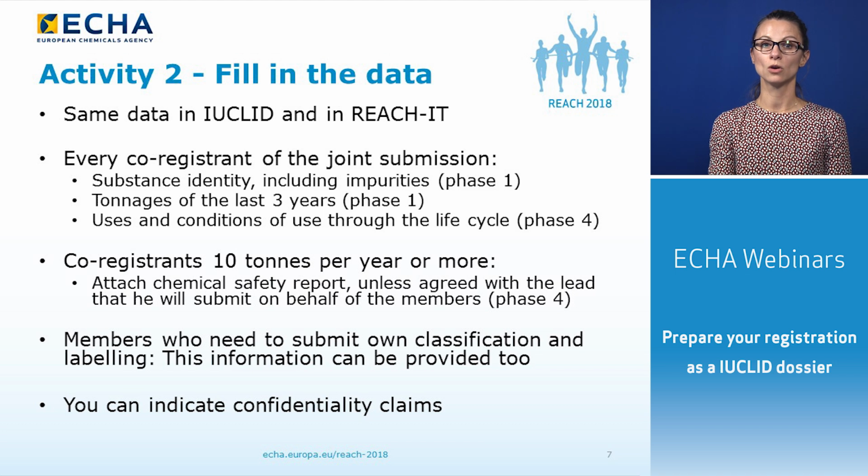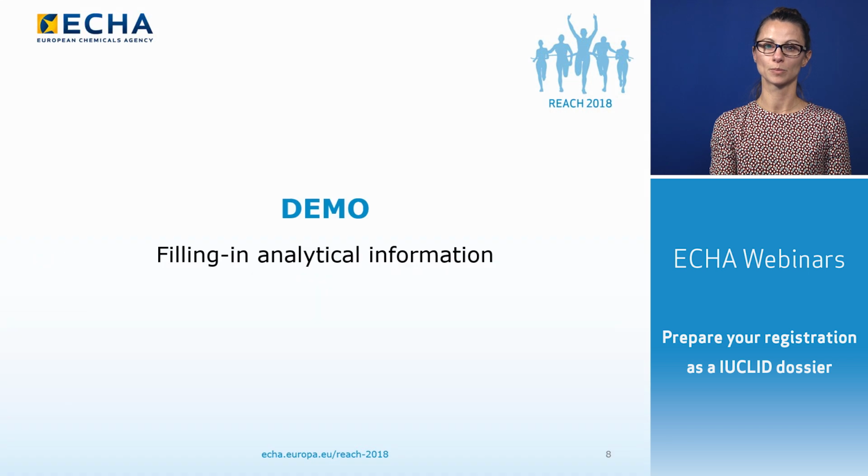You can also provide your own classification and labeling in case you have good reasons to deviate from the one provided by the lead on behalf of all the members. If you consider some of this information to be confidential business information, you can indicate in your dossier that you do not want this information to be published. You will then need to also enter a comprehensive justification.